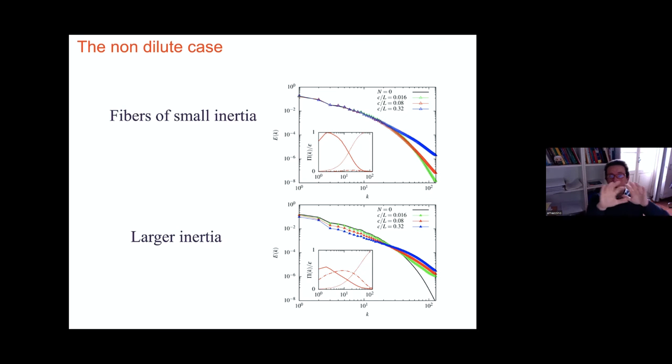In that case, you are building in this way a sort of porous medium. And in this porous medium, of course, there is a loss of energy in relation to the large scales, simply because there is friction.